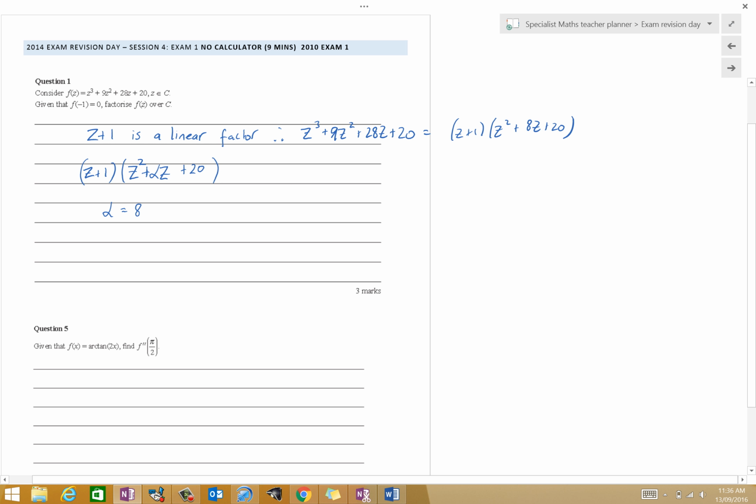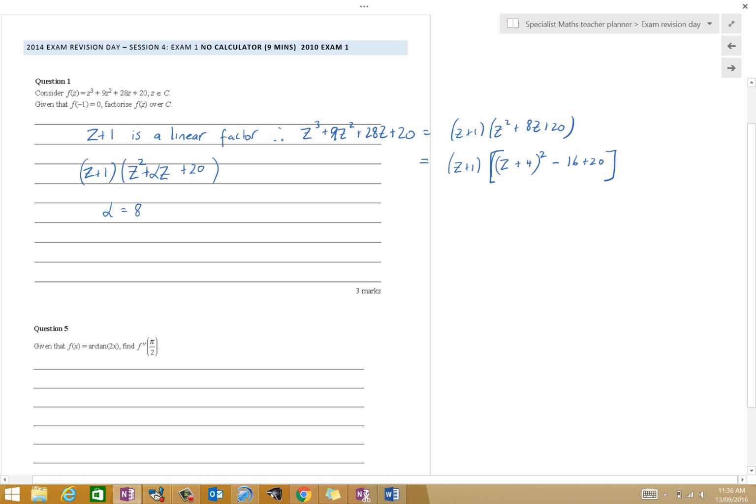Now, what I would then do is, I can't factorise the first one, the linear factor, that's fine. But what I can do is complete the square. So I'm going to do z plus 1, and I'm going to complete the square of that z squared plus 8z, because we can't factorise it. So it's square brackets, (z plus 4) all squared, minus 16 plus 20.